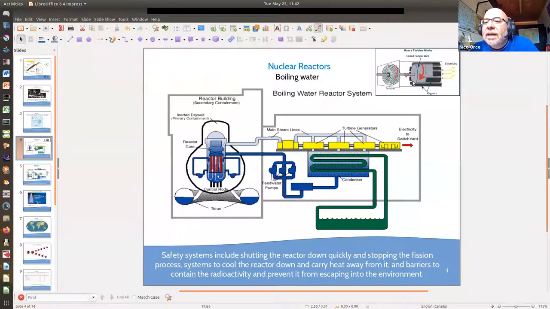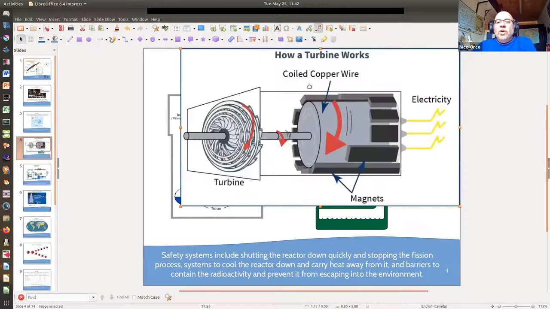There's heat here. With this heat, we make this thing move, and here is the generator, which is, as I say, a coil of copper wire, and then you have the magnets on the sides, and that produces electricity through Faraday's law.